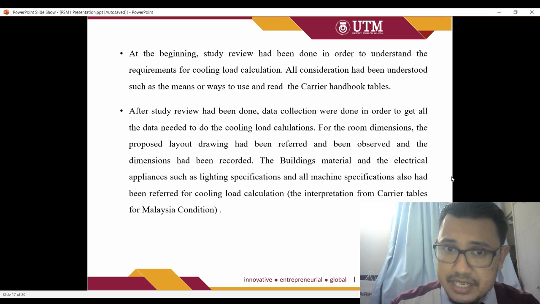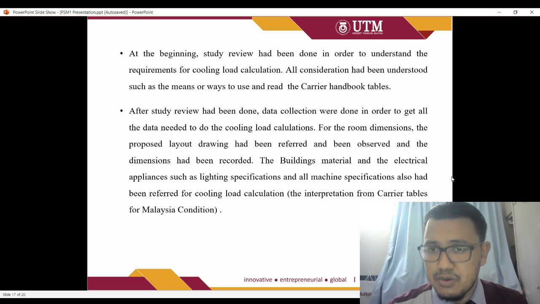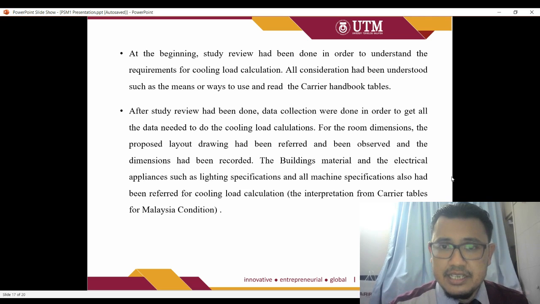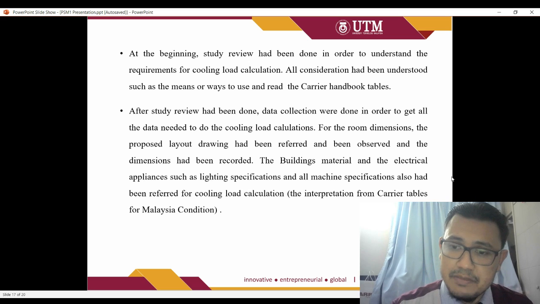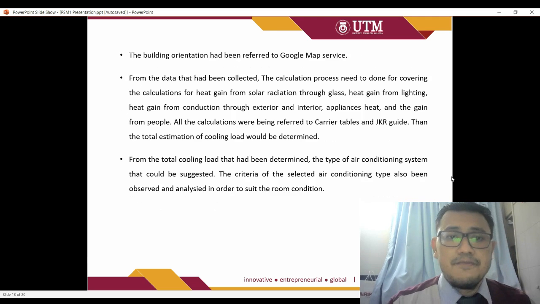After the study review had been done, data collection must be done in order to get all the data needed to do the cooling calculation, such as room dimension and proposed layout, which are referred to and then calculated for the dimension, then recorded to do the building load. Then the building material, electrical appliances, such as lighting spec and all machine specification have also been referred to do the cooling calculation. That one will refer back to the table inside the Carrier handbook.